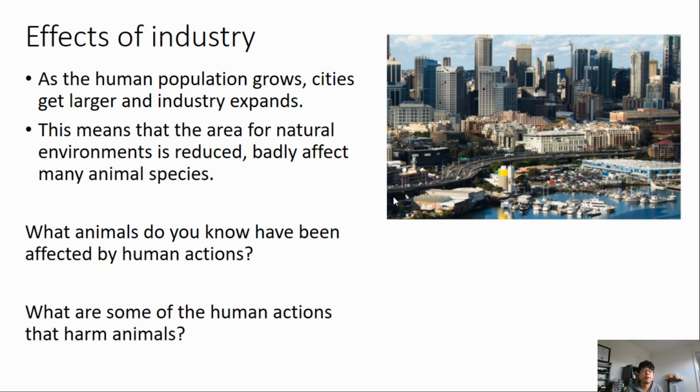So the starting point of the effect of industry is the human population. As the human population grows, cities get larger and industries expand. This means that the area for natural environments is reduced, badly affecting many animal species.